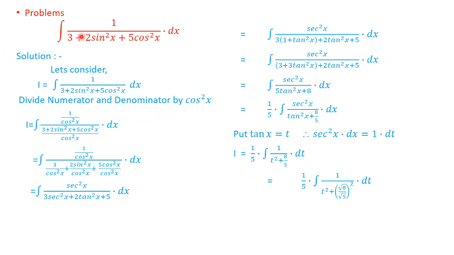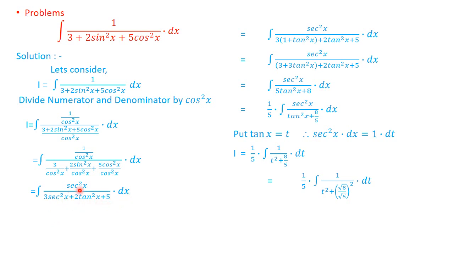For example, to understand the above result, what is that? Integration of 1 by 3 plus 2 sin square x plus 5 cos square x dx. So this is of that standard form. Here divide the numerator and denominator by cos square x in this way. Then we have sec square x by 3 sec square x plus 2 tan square x plus 5 dx.